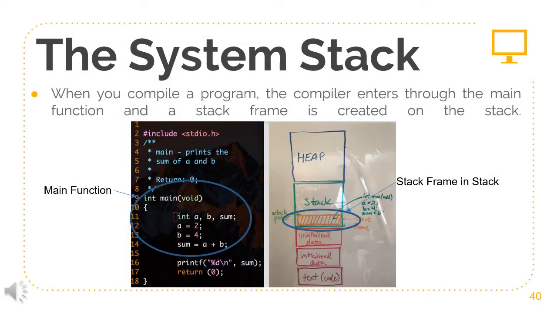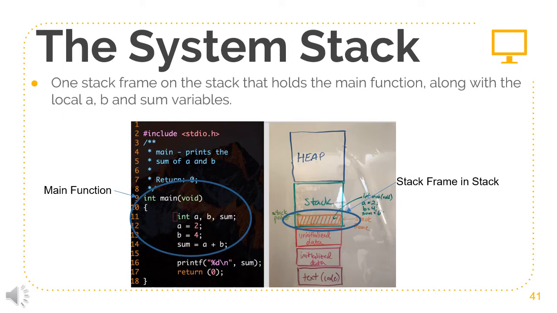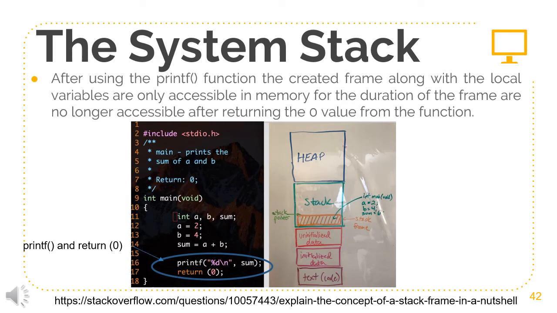When you compile a program, the compiler enters through the main function and a stack frame is created on the stack. One stack frame on the stack holds the main function, along with the local variables A, B and some others. After using the printf function, the created frame along with the local variables are only accessible in memory for the duration of the frame, and are no longer accessible after returning the 0 value from the function.